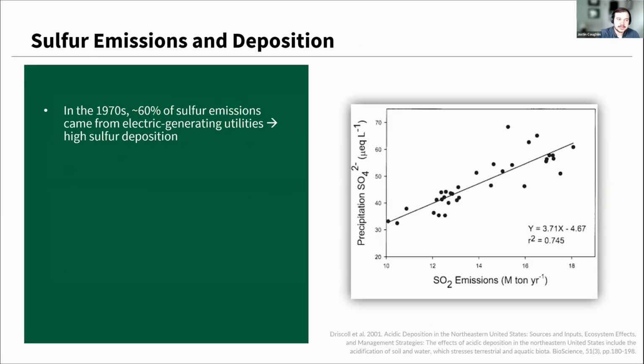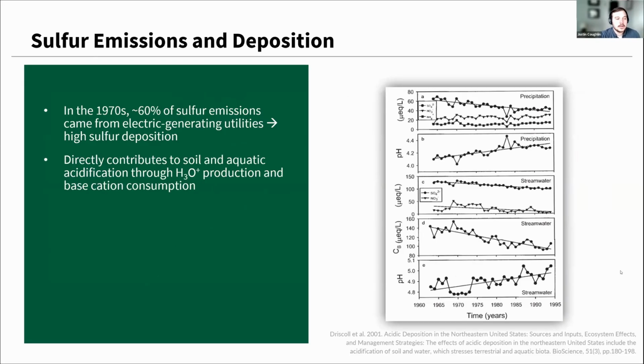Sulfur, back in the 1970s, roughly 60% of sulfur emissions were coming from EGUs, and this was leading to high sulfur deposition, notably in the northeastern US. This sulfur was directly contributing to soil and aquatic acidification through the production of hydronium ions, as well as base cation consumption. So you can see here from Driscoll et al., a time series of sulfate ions in precipitation through time. And you can see the recovery that was occurring both in the precipitation as well as in the stream water as we started to reduce that sulfate deposition.